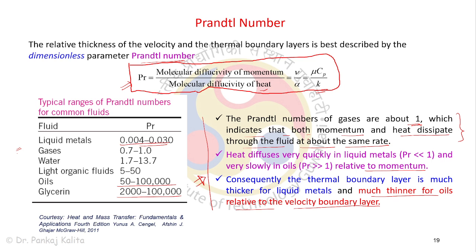For Prandtl number, for gases say the Prandtl number is 1. So what does it signify? That both momentum and heat dissipation in the fluid occur at the same rate. For liquid metal it's very low, and for oil it's very high, as compared to momentum, the heat diffusion. So this is basically the significance of Prandtl number. These are the typical ranges of Prandtl number.